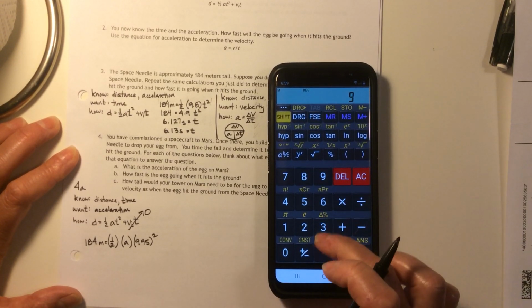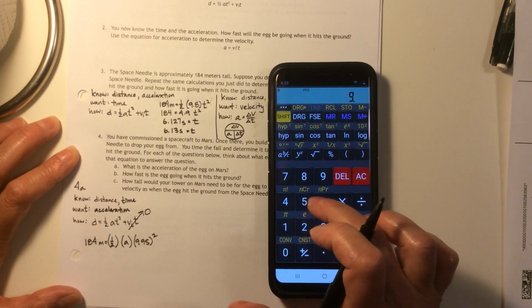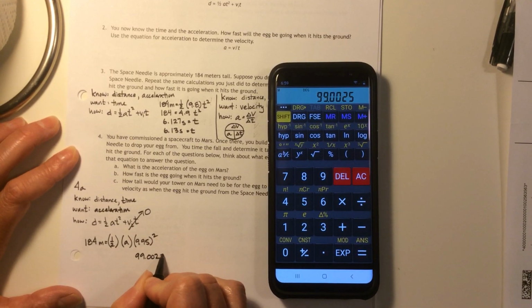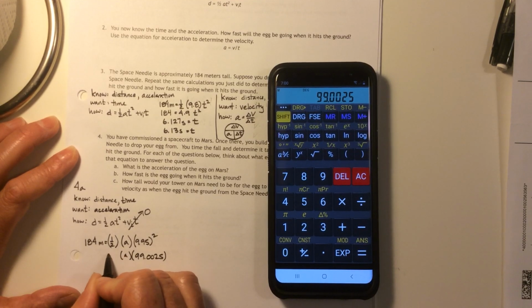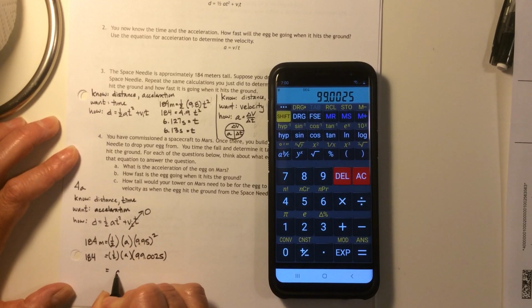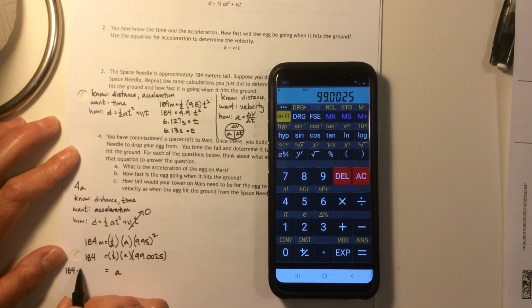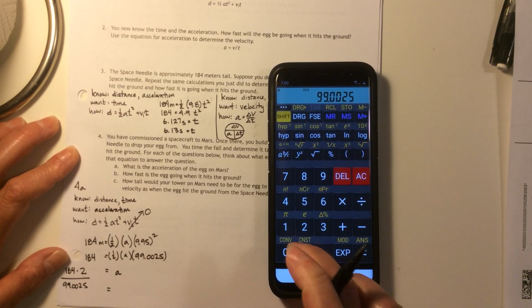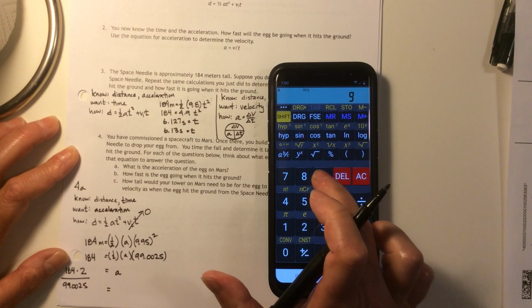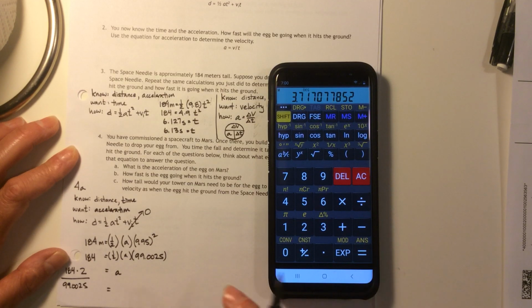What's my number? 9.95 times 9.95 gives me 99.0025 times A times 1/2 equals 184. So to get A, I'm going to take 184, multiply it by 2, and then divide by 99.0025. All right, so that gives me 184 times 2 divided by 99.0025.